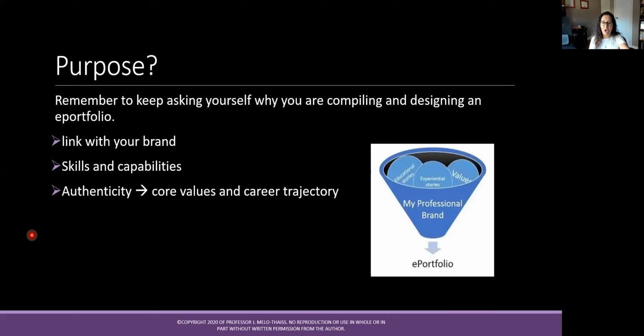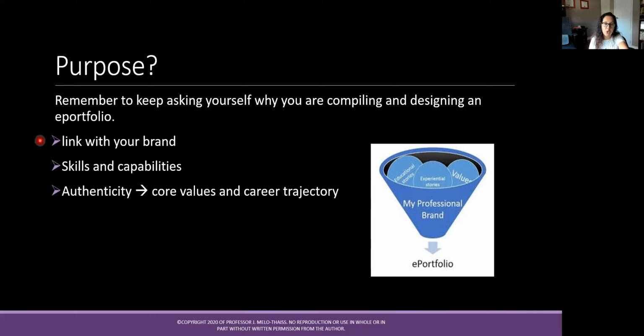As always, we've talked about your e-portfolio. I love this image here because this is really the way to think about it. Your e-portfolio is like a container, and it contains all of these things: your values, any kind of experiential stories, educational stories, artifacts, and so on. And you're going to want to think about, again, why are you compiling and designing this e-portfolio? It's got to be more than, well, Janet's making us do this for this class. You're going to want to use this as an excellent opportunity for building your story.